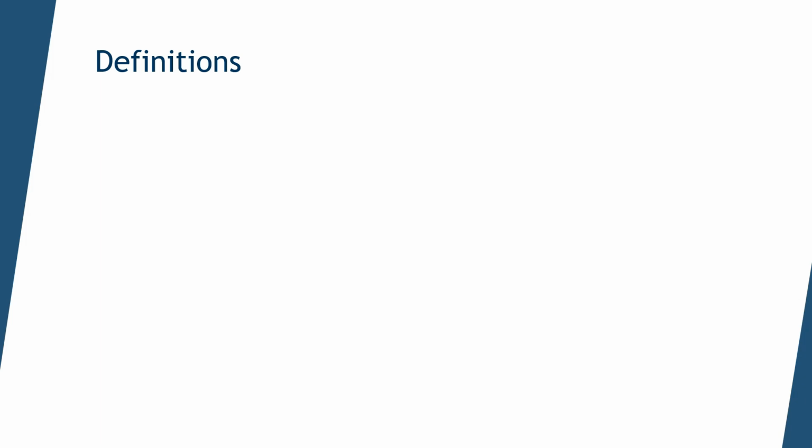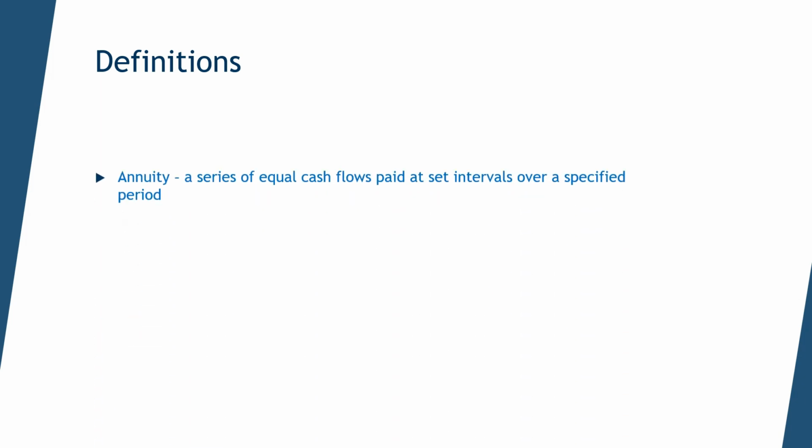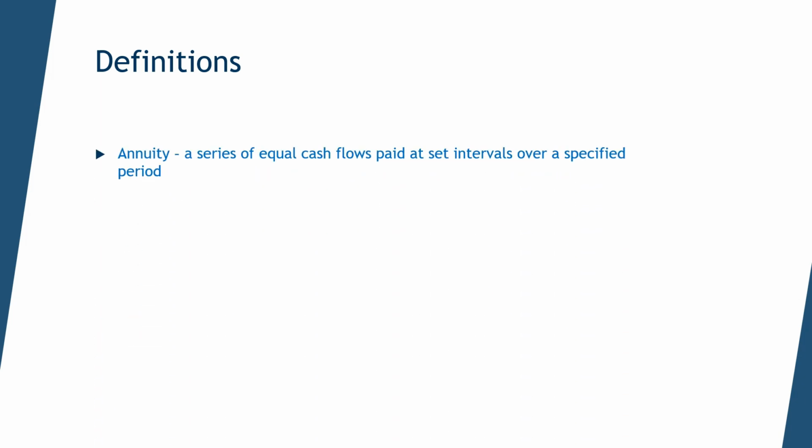So let's look at our basic definition that we're going to work with today. It's called an annuity. An annuity is a series of equal cash flows. So those payments have to be the same amount. They're set at set intervals. So maybe they're monthly or quarterly, and they're over a specified period. So the payment stream terminates at some point in the future. It doesn't persist indefinitely.